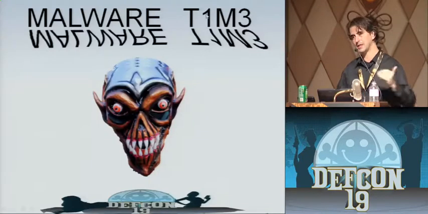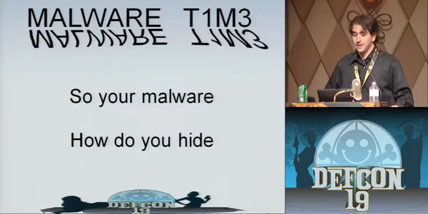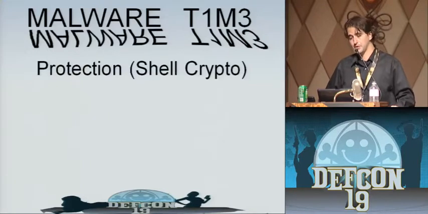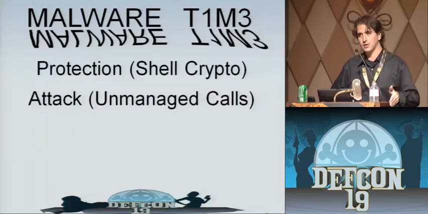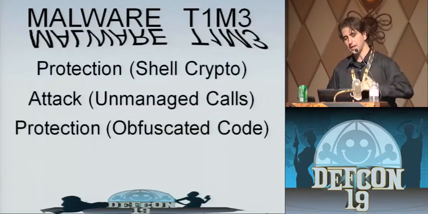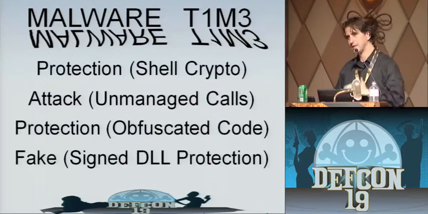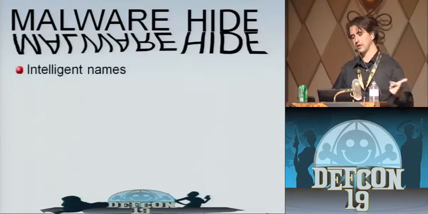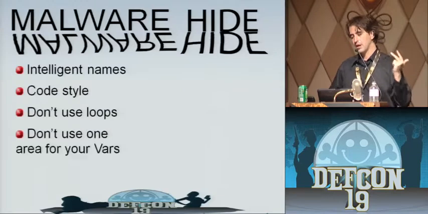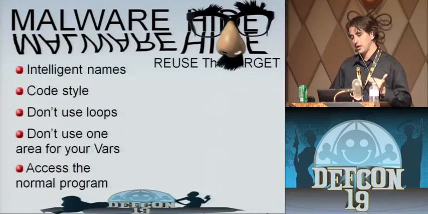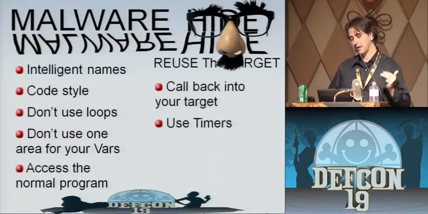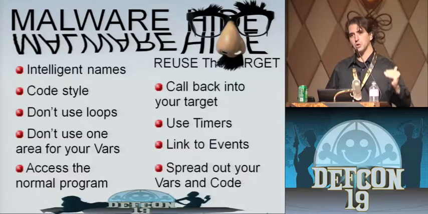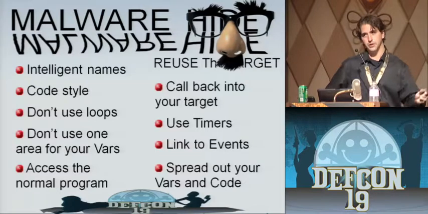So your malware, there's 1% of us that make malware. How do you hide? You use the same things. Use shells, cryptos. If they call unmanaged code, you break out and attack. Use obfuscated code, sign DLL protection to make your target feel secure. You want to use intelligent names like your target, coding style like your target. You want to blend in with your target.